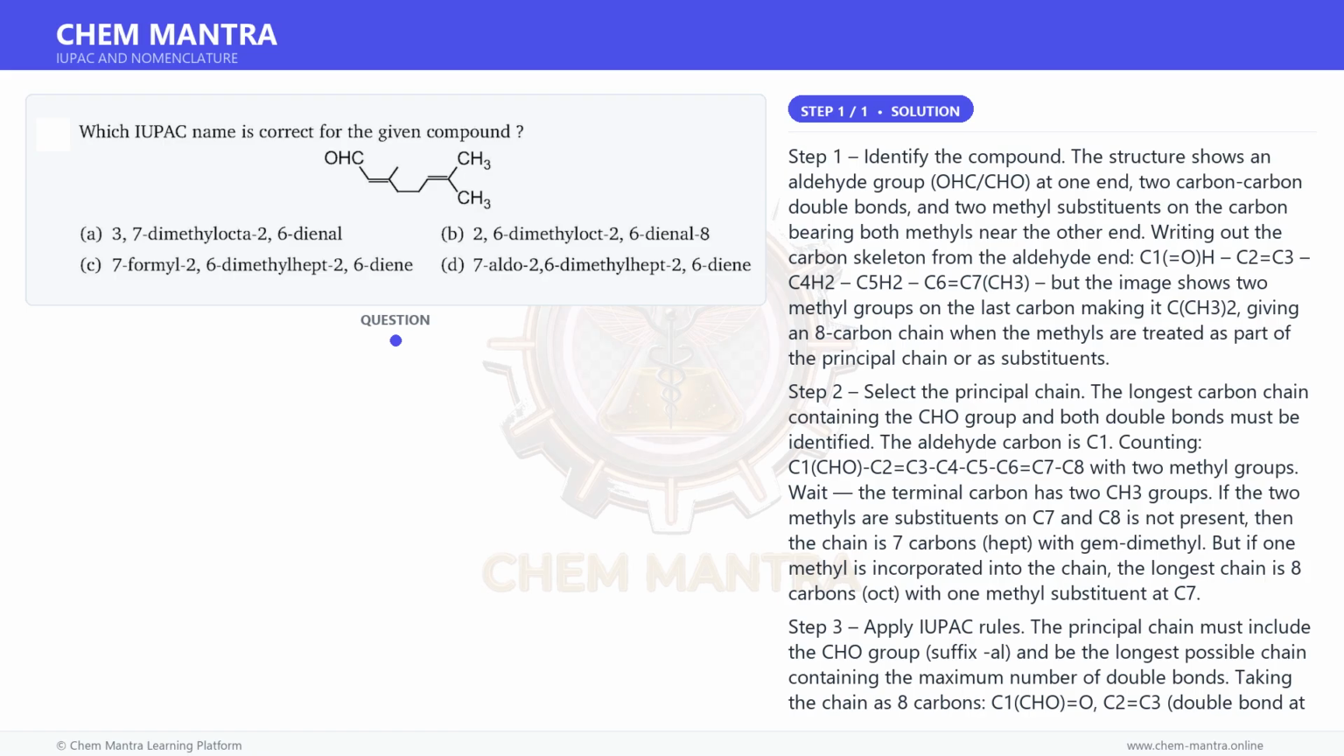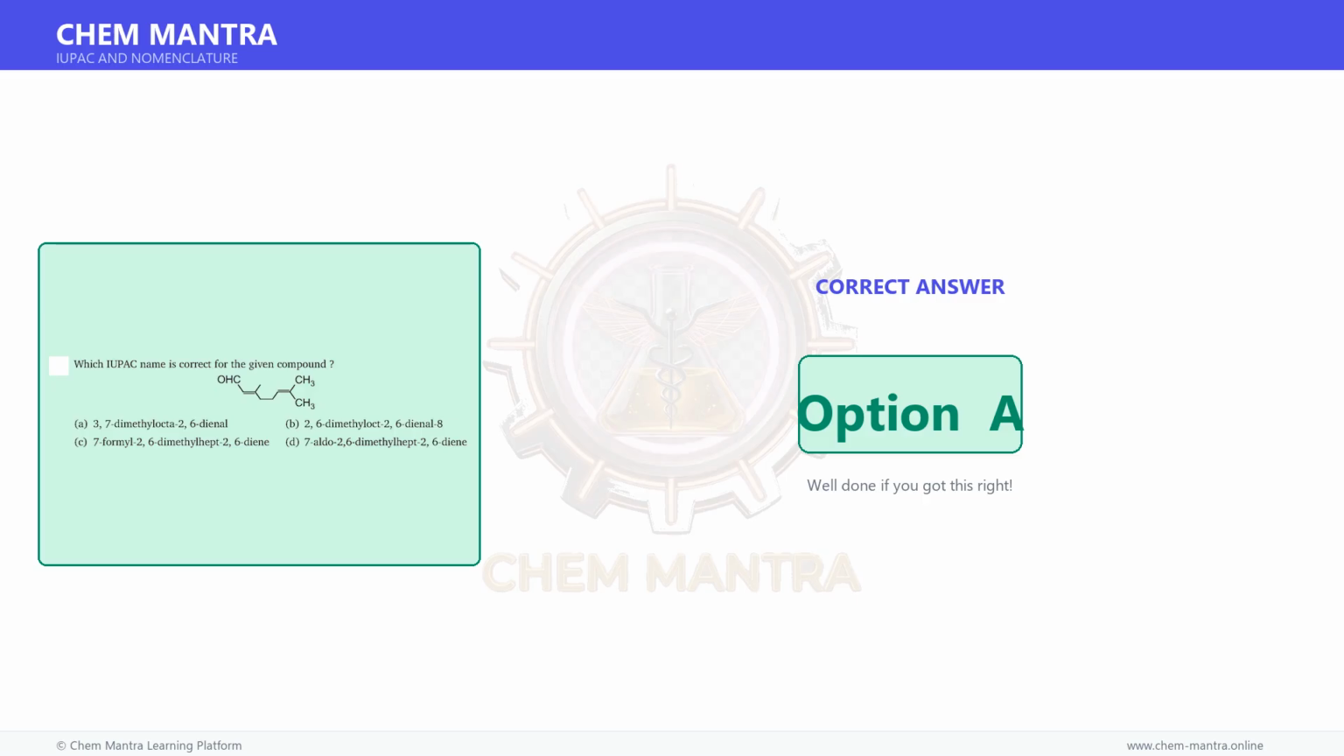Step 5. Eliminate wrong options. Option B uses incorrect suffix placement and wrong locants. Option C uses formyl as a prefix, which is incorrect when CHO is the principal characteristic group; it should be the suffix -al. Option D uses the non-IUPAC term aldo as a prefix, which is not acceptable in IUPAC nomenclature. Therefore, the correct answer is option A.